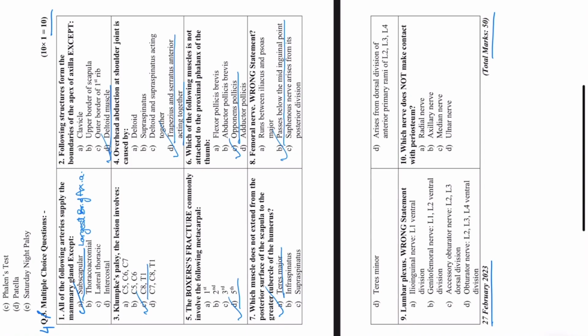Now question number 9, lumbar plexus. You have to tell the wrong statement regarding lumbar plexus. Ilioinguinal nerve, L1 ventral division. Genitofemoral nerve, L1, L2 ventral division. Accessory obturator nerve, L2, L3 dorsal division. Obturator nerve, L2, L3, L4 ventral division. So you just have to tell which nerve is written with its wrong root numbers.